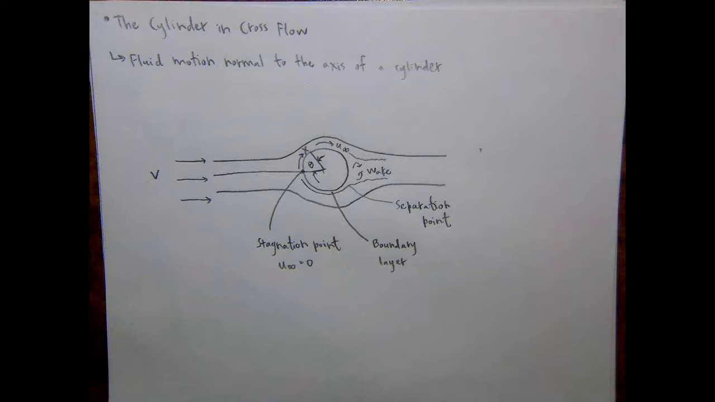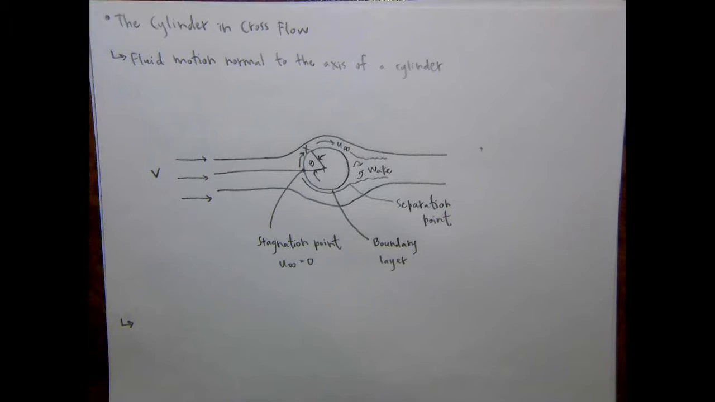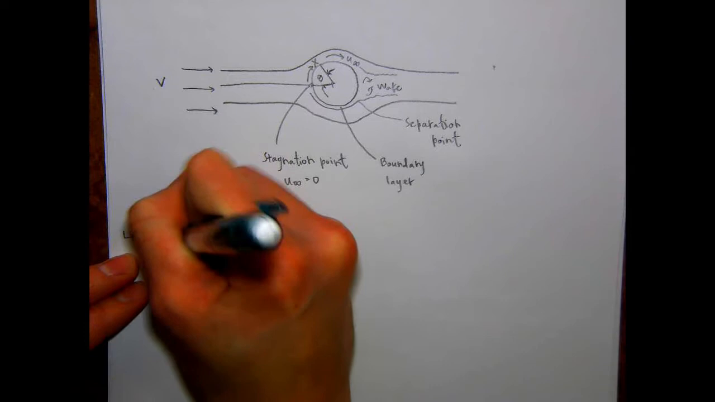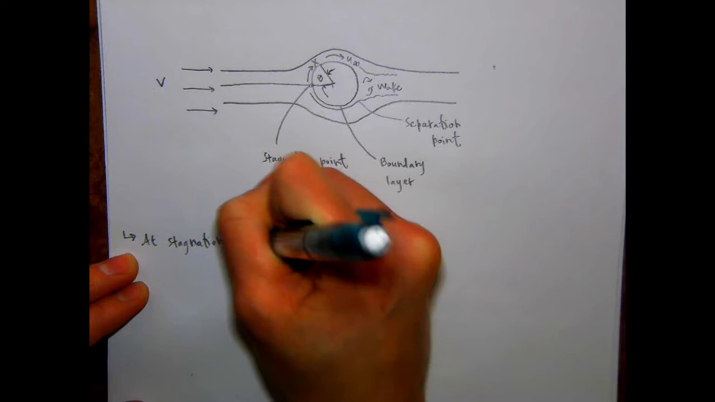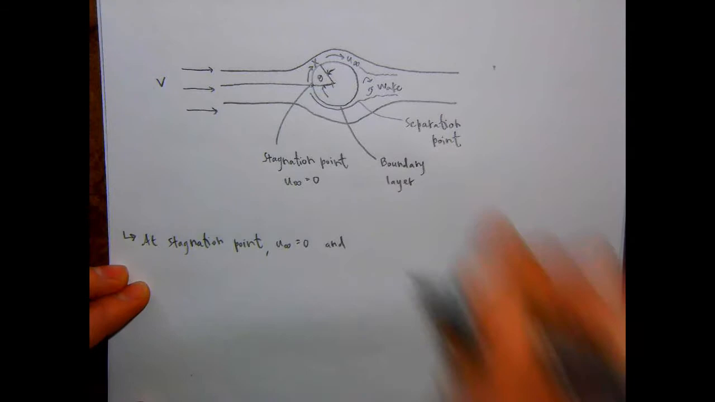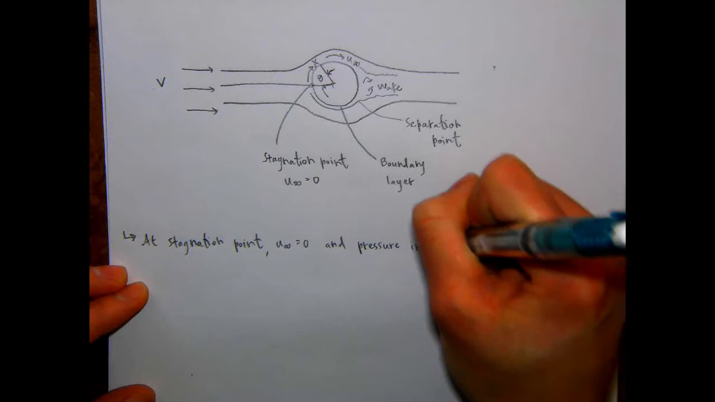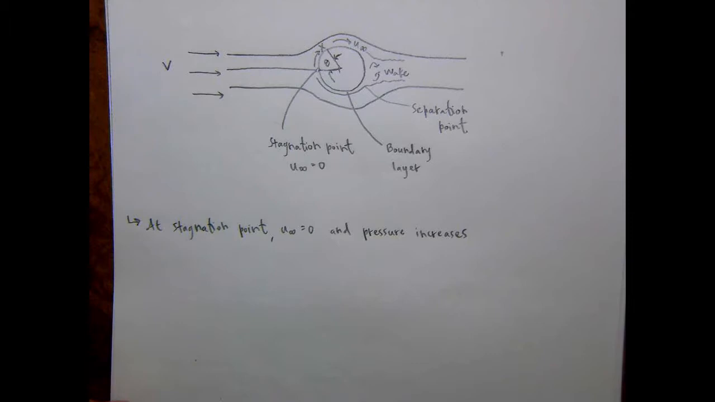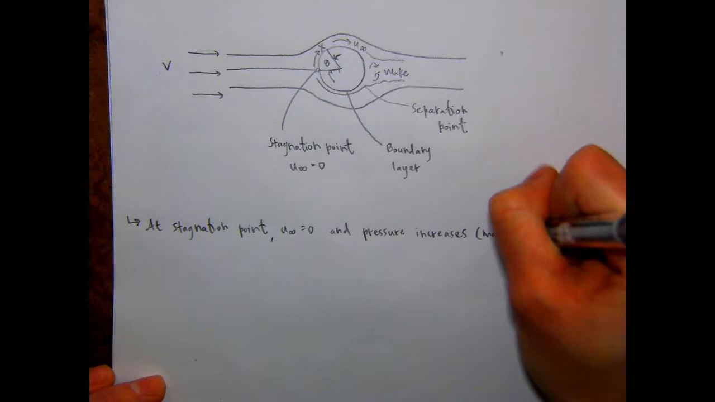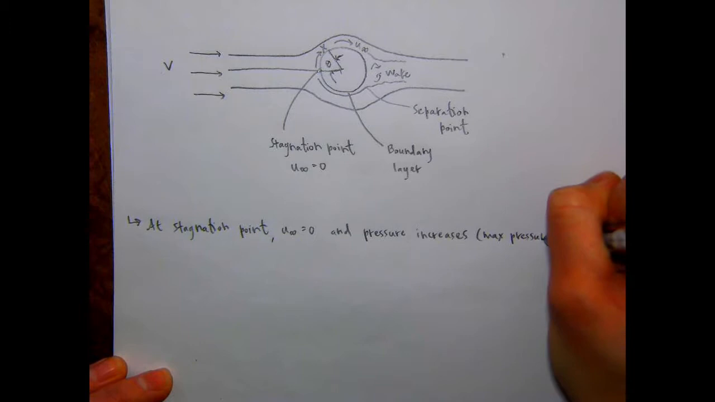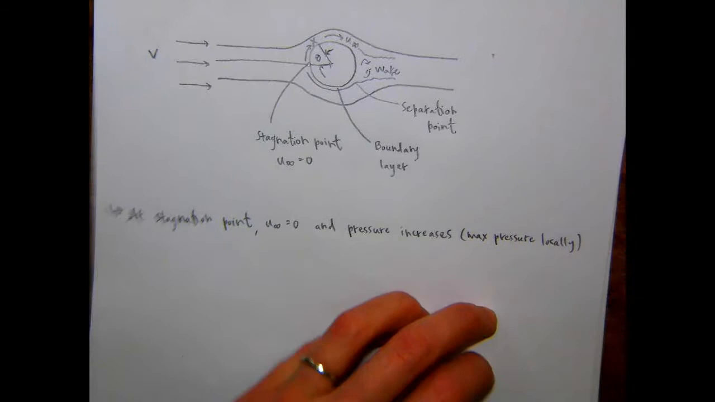Okay, so important observations from this are at the stagnation point, the free stream velocity is zero, and because you're bringing the fluid to rest, you have a corresponding increase in pressure. So the free stream velocity is zero and the pressure increases. And you actually have a local maximum in the pressure. So you have a maximum pressure locally at the forward stagnation point.